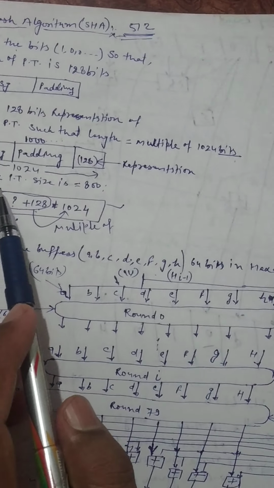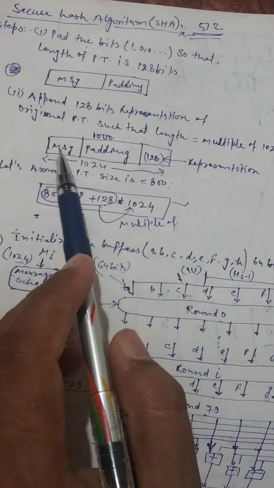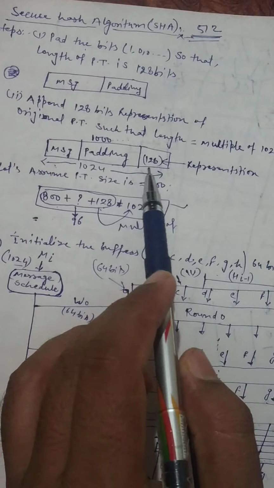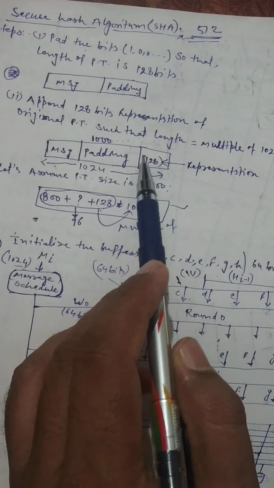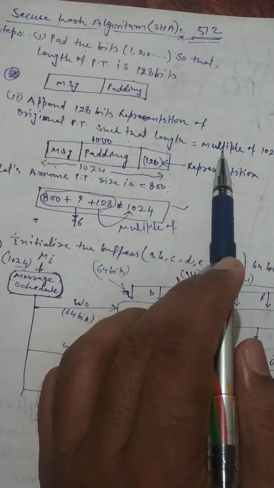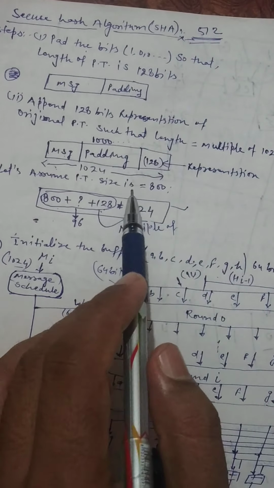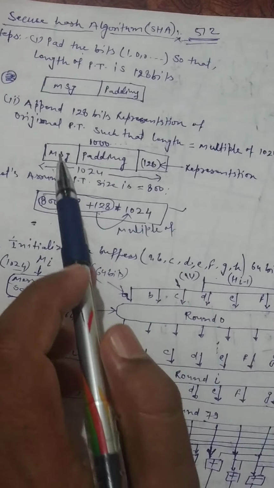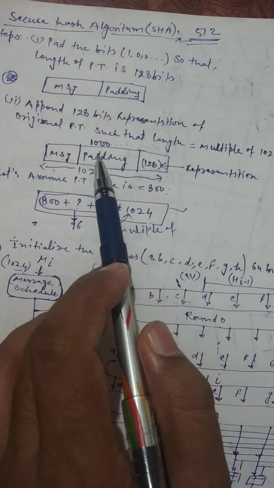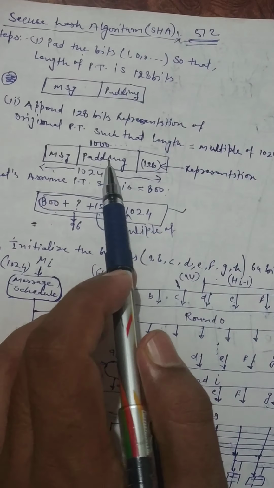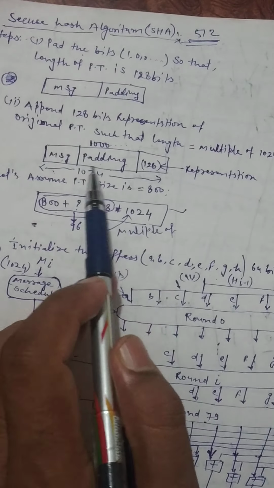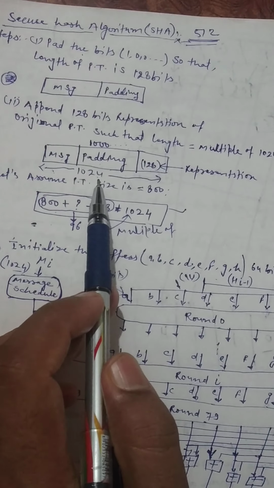So what is the meaning of this? Understand this: this is our message, this is the padding we have done, and this is our 128 bits, the length of the message that we need to represent in such a form that it should be a multiple of 1024 bits. Now what is the value of padding? The length of these three, the message, padding and 128, should be equal to 1024 or a multiple of 1024.